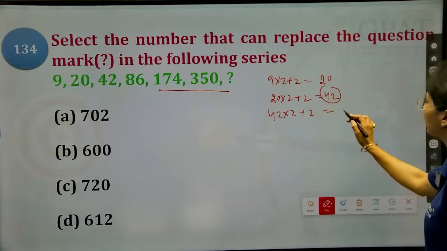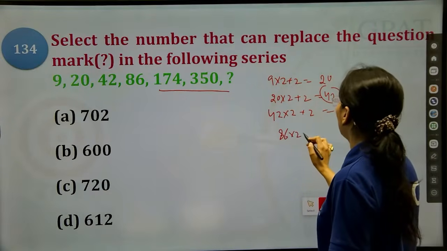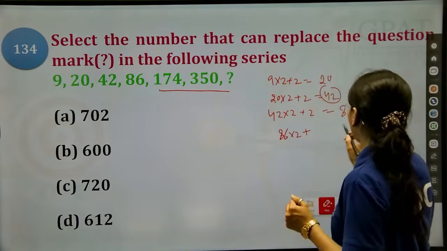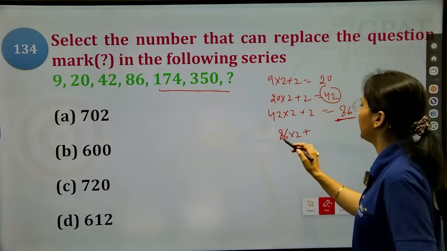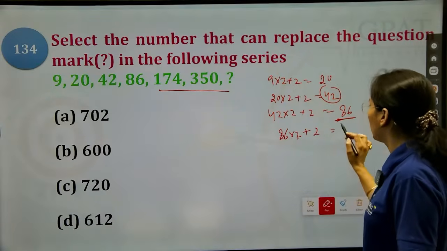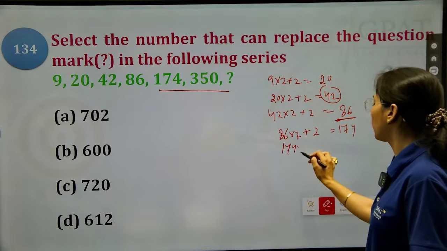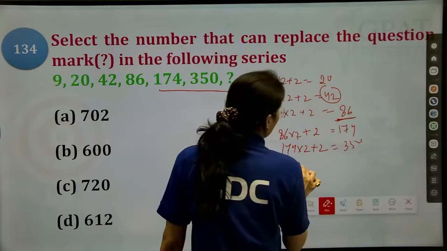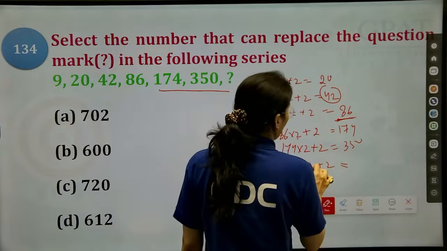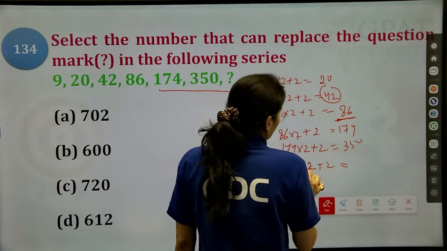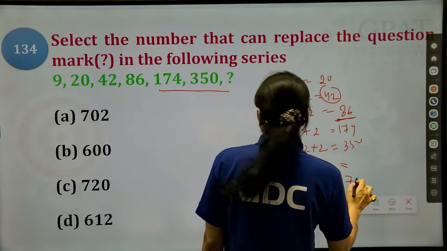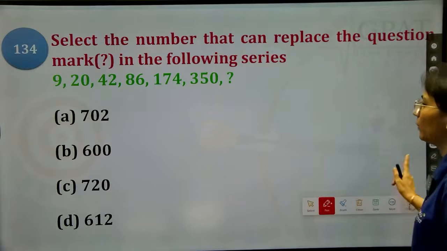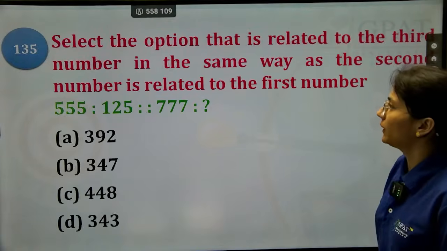Similarly, 42 multiplied by 2 plus 2 is 86. Here you multiply the number by 2 and also add 2, and you will get the next number in the series. 86 multiplied by 2 plus 2 is 174. Similarly, 174 multiplied by 2 plus 2 is 350. So 350 multiplied by 2 plus 2 is 702. That is option number A. Option number A is correct for question number 134. Now move to the next question, question number 135.